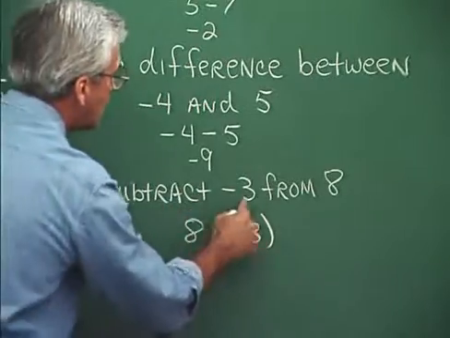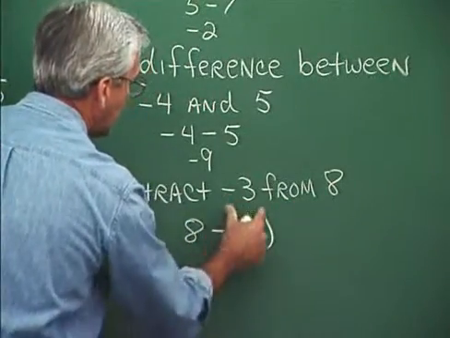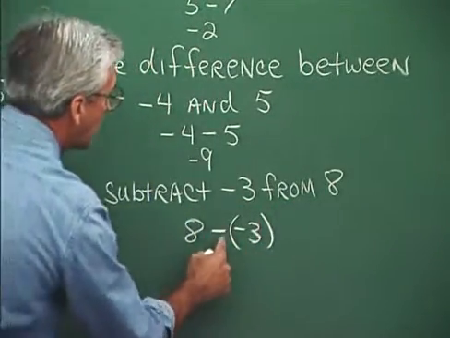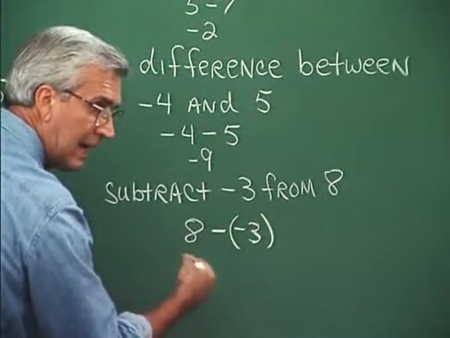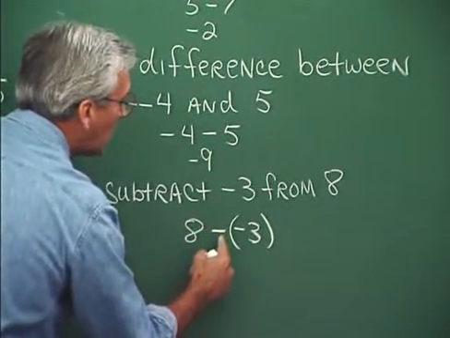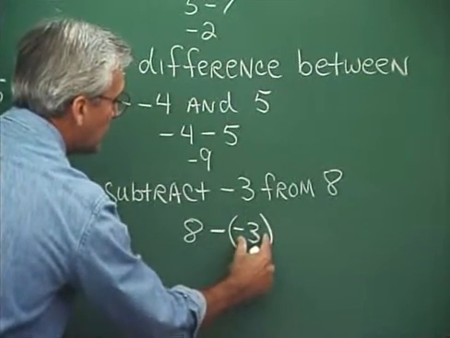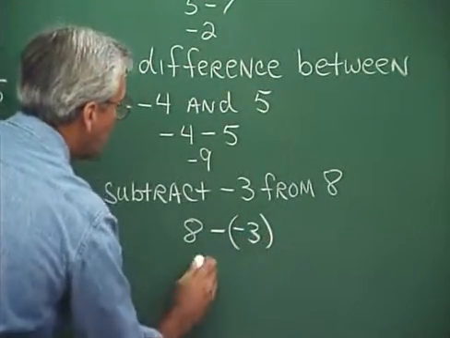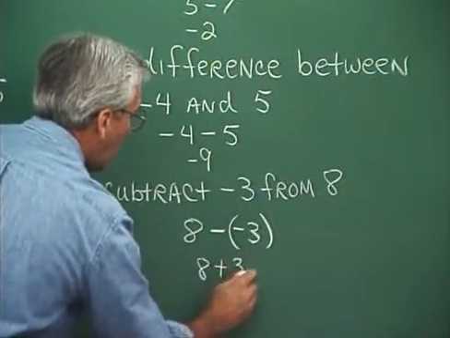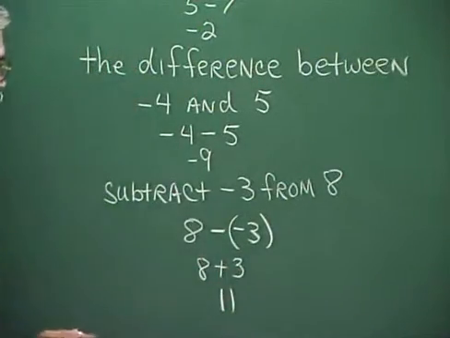At any rate, subtract this from that means 8 minus this. And now let's see. Subtract means add the opposite, or when we have a minus sign preceding a parenthesis, just change the sign of this number. So this is 8 plus 3, or 11 for the answer.